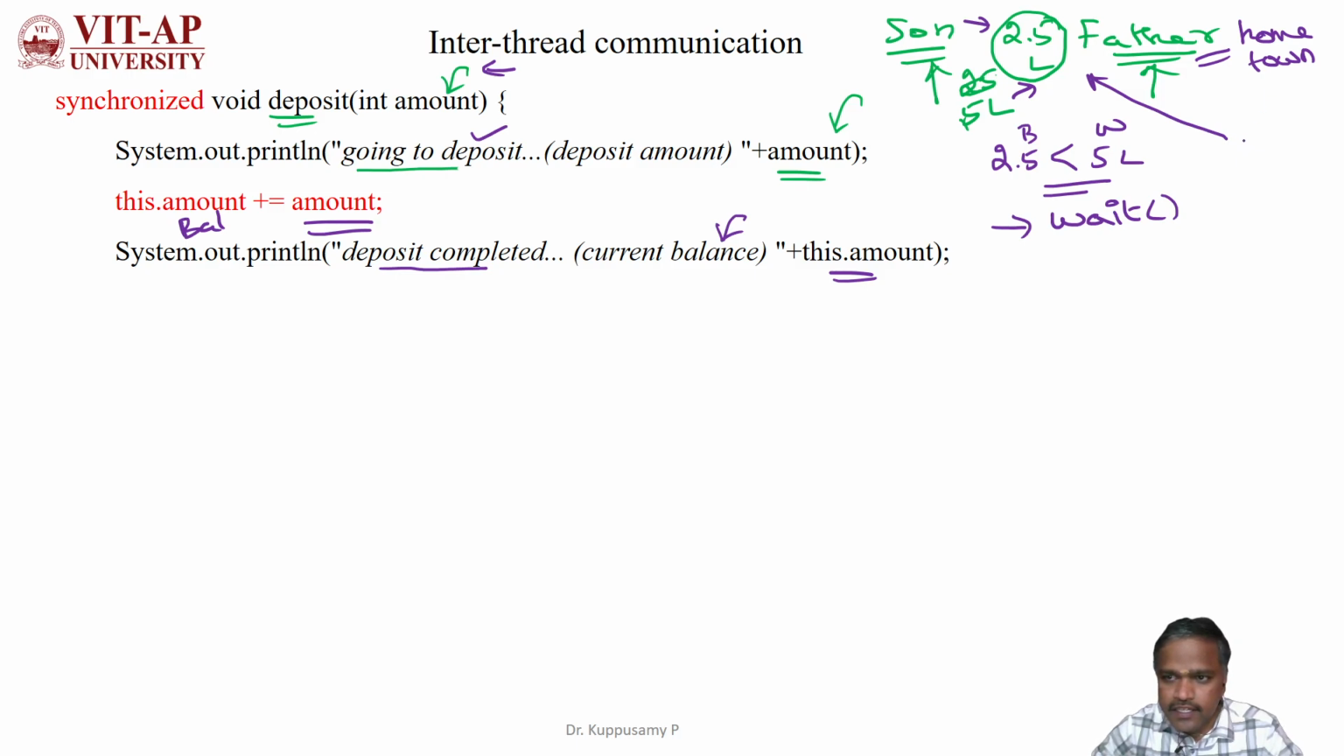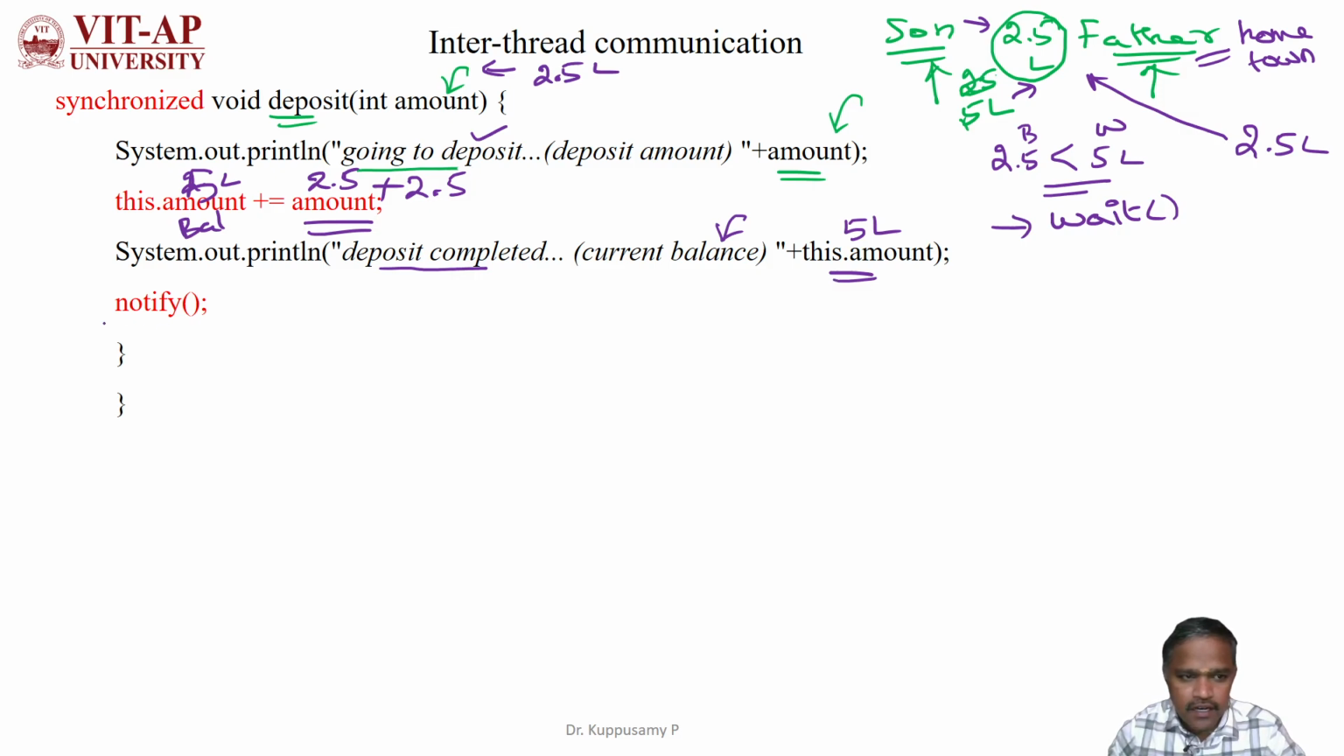Now the father is depositing one more 2.5 lakhs. Now you look at that, 2.5 lakhs is deposited into the amount. This is added, already 2.5 is available, so 2.5 plus one more 2.5 the father is depositing, so the total will be 5 lakhs. Now that 5 lakhs amount is displaying in the balance account, right?